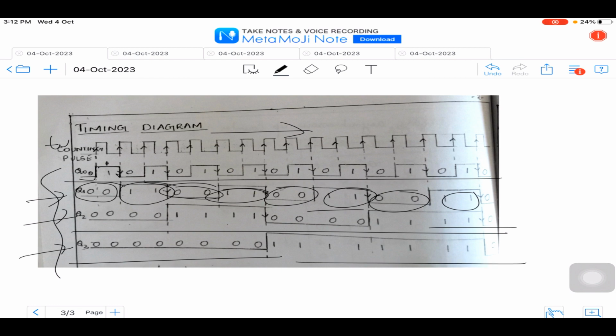So what is happening here? At each stage the value is increased, doubled. Now you can observe here, initially it is 10, 10, 10. Next it becomes 2 zeros, 2 ones, 2 zeros, 2 ones. Next it becomes 4 zeros, 4 ones, 4 zeros, 4 ones. At the last it becomes 8 zeros and 8 ones. This is how your 4-bit asynchronous up counter works. Thank you.